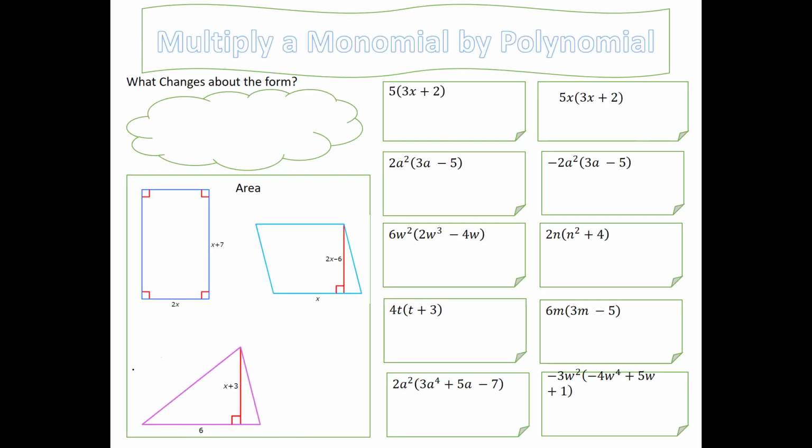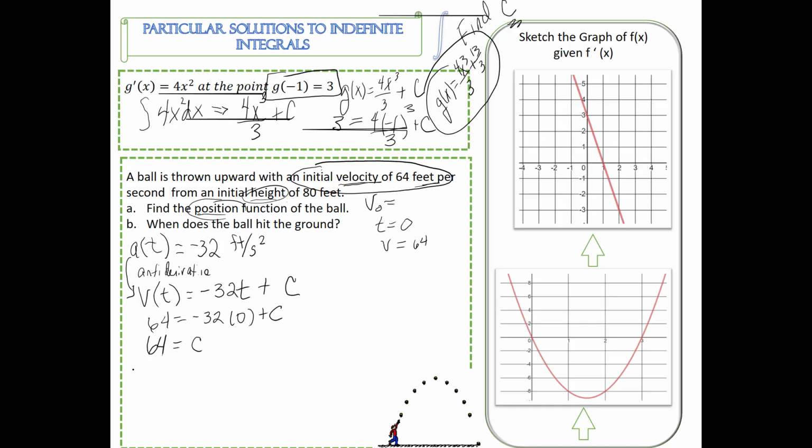So far I have a velocity function that would be negative 32t plus 64. So we're at velocity. We went from acceleration to velocity. But then we also need the height. So to go from velocity to position, I do the antiderivative again.